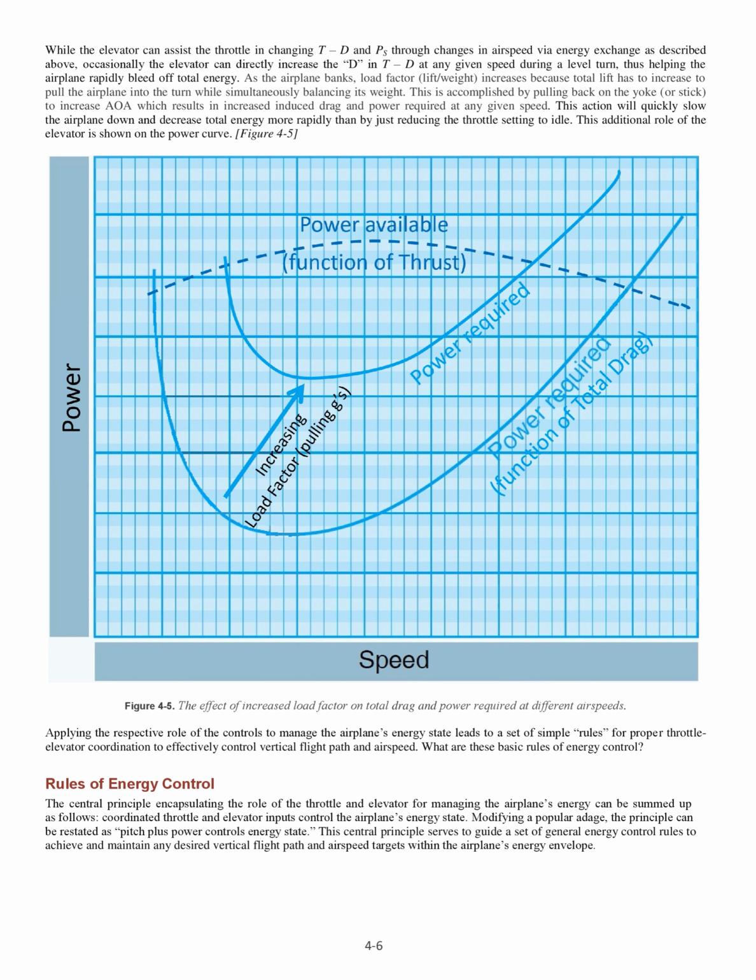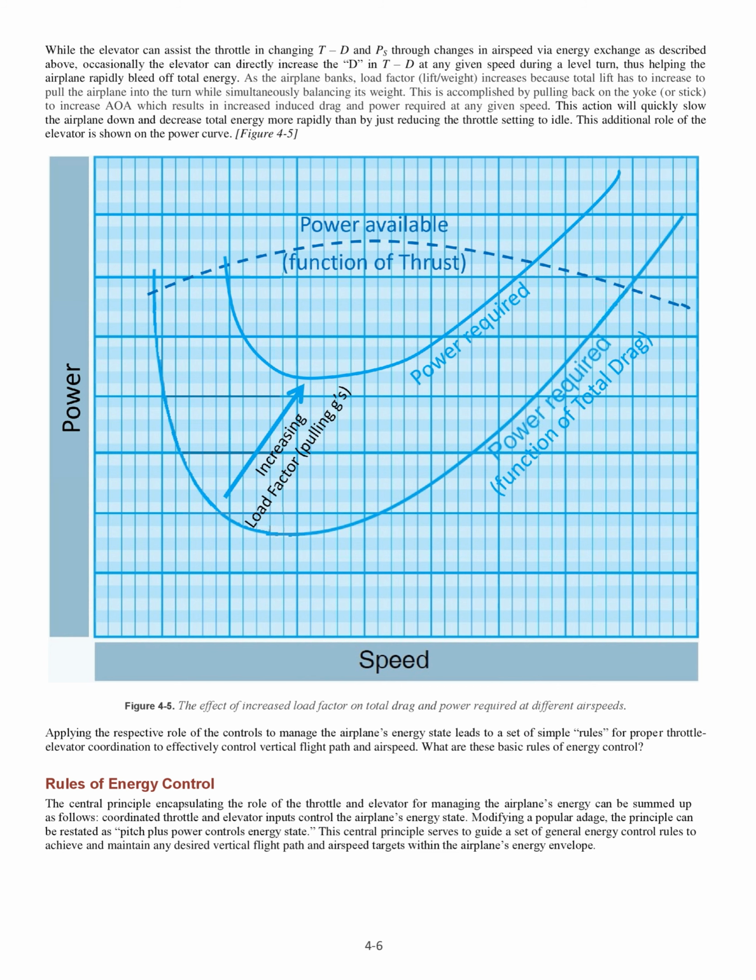As the airplane banks, load factor, lift over weight, increases because total lift has to increase to pull the airplane into the turn while simultaneously balancing its weight. This is accomplished by pulling back on the yoke, or stick, to increase AOA, which results in increased induced drag and power required at any given speed. This action will quickly slow the airplane down and decrease total energy more rapidly than by just reducing the throttle setting to idle. This additional role of the elevator is shown on the power curve.